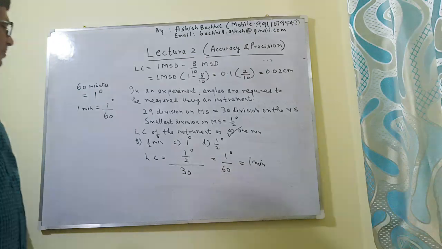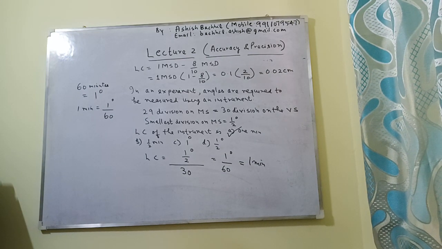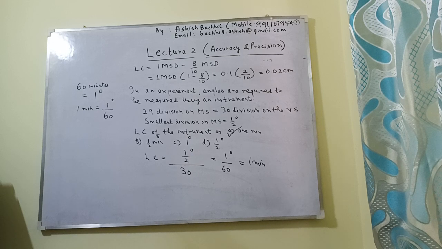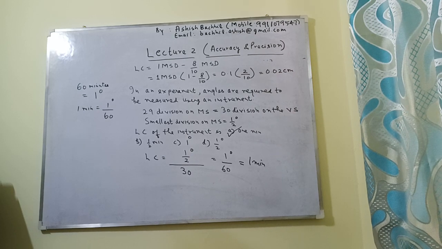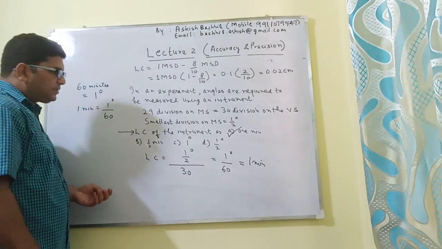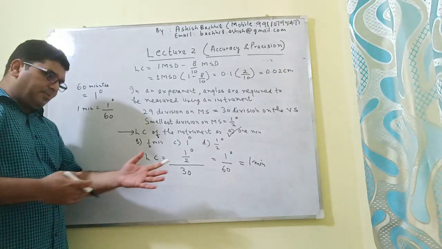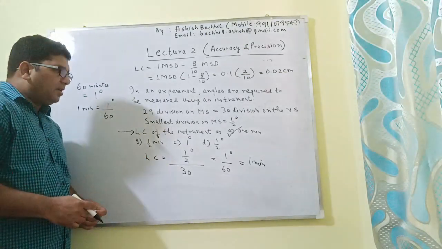So in this way we try to solve the questions on the vernier caliper. In the vernier calipers, basically the questions will be asked to find the least count, and at the same time there will be questions where you will be asked to find the dimension of any physical quantity.